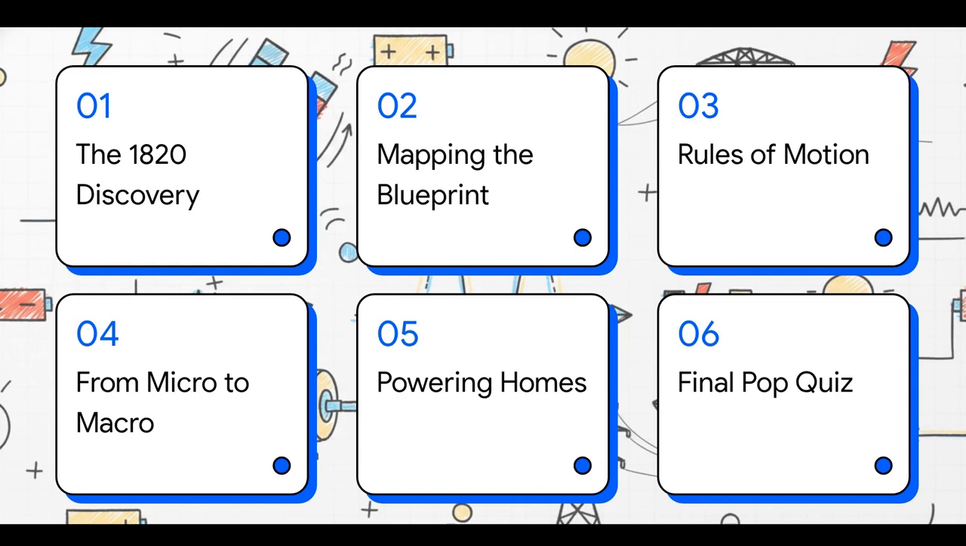Here is our roadmap for today. We're starting with a massive microscopic accident from the 19th century, moving on to how we map out these forces, looking at the rules of motion, and eventually scaling all the way up to the macro grid that's powering the room you're sitting in right now. Oh, and yes, pay attention, because there's absolutely a pop quiz at the end.